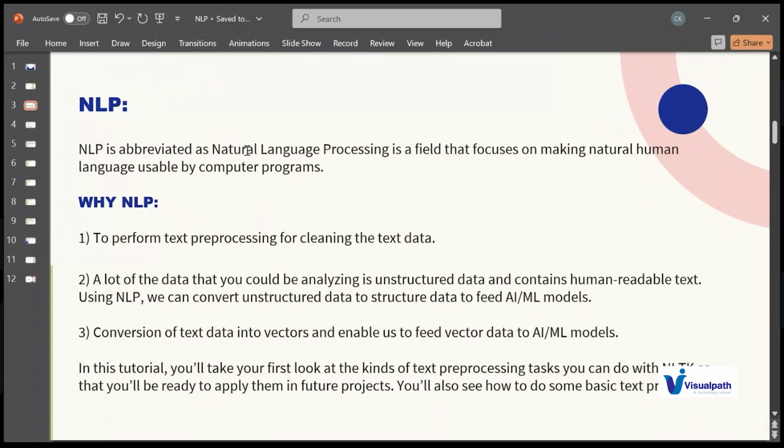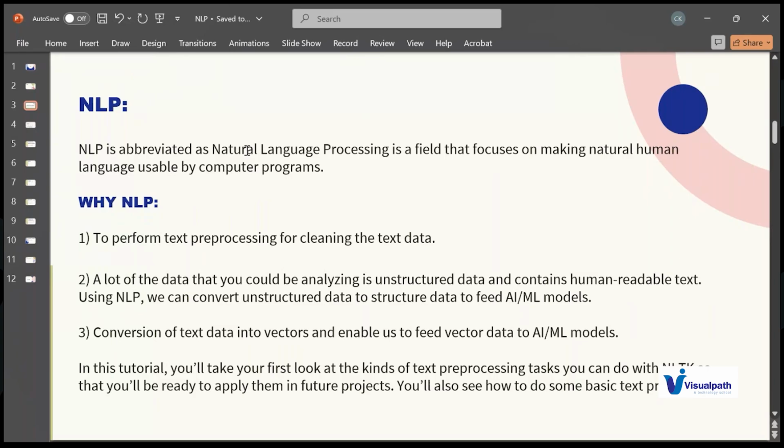NLP is abbreviated as natural language processing. The reason we have natural language processing is that computers can only understand numbers. They cannot understand text directly. Whenever you give text data as an input, it cannot understand it directly. Natural language processing acts as an intermediate system to help computers understand human language, the language we speak daily.